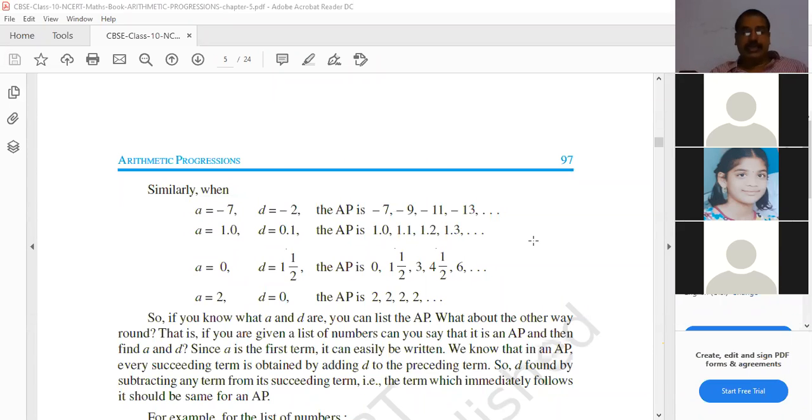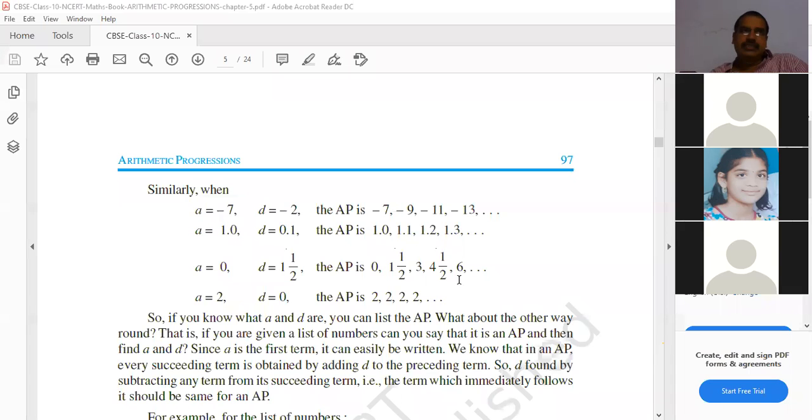And then next, A is 0. Common difference is 1.5. So if you add 1.5, you'll get 3. Again adding 1.5, 4.5. Again adding 1.5, 6. And now you tell, if you add 1.5, what will you get? 7.5. Very good. Next term.